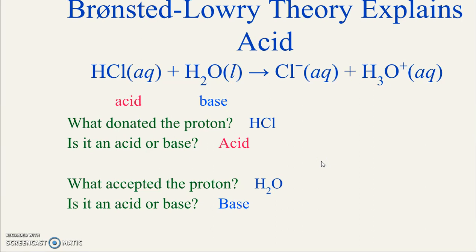So let's look at this example where I have hydrochloric acid plus water yields the chloride ion and H3O. So what donated the proton? Well, if we look at this, H is bonded to Cl over here. And then on this side of the equation, chlorine is by itself. I have H2O on the reactant side, and then on this side I have H3O. So what happened here? The hydrochloric acid lost that H, and the H2O gained it. So what donated the proton? The HCl. What lost it? And then what accepted the proton? H2O. So the proton donor is our acid, the proton acceptor is our base.